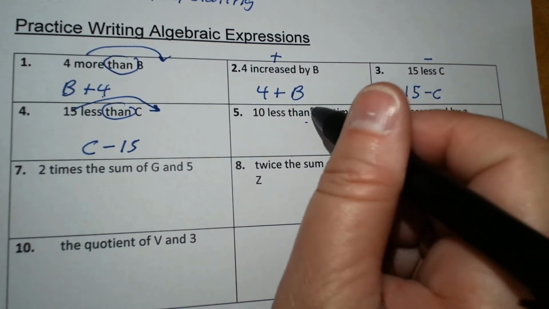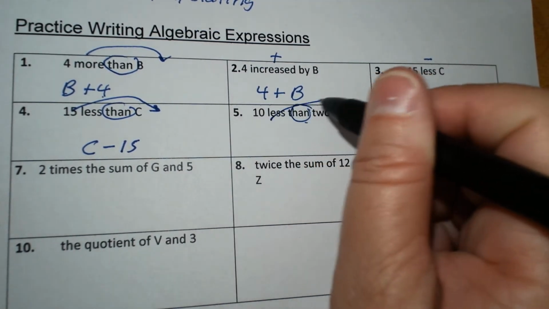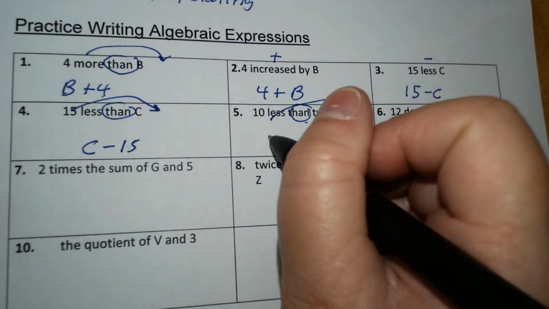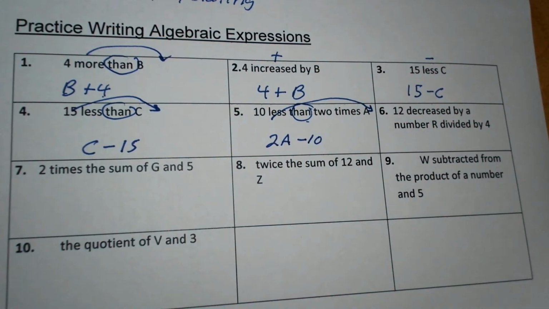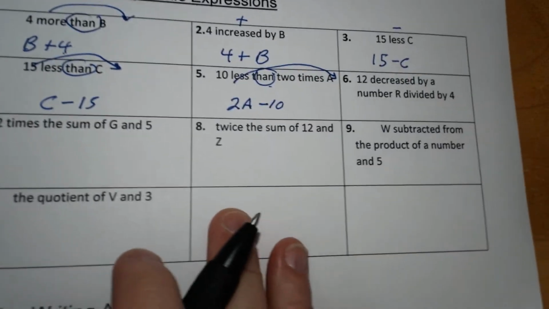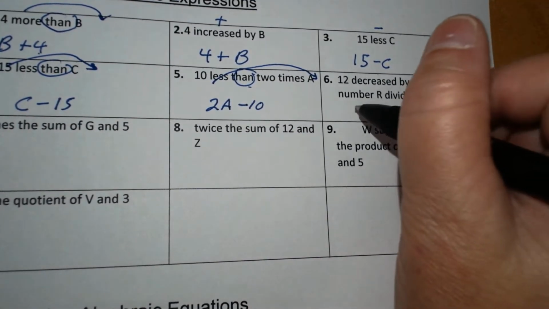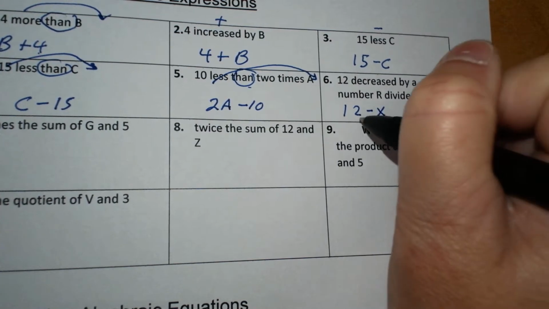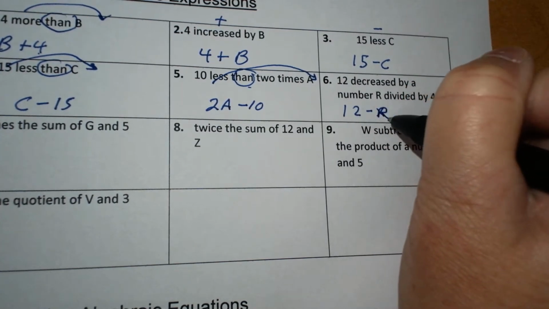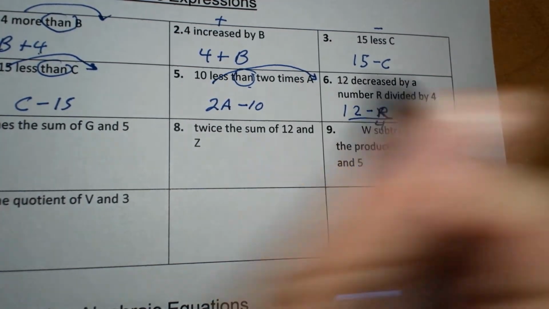10 less than, there's a then, throws this to the back. 2 times A, less 10. 10 less. 12 decreased by a number, R, divided by 4.